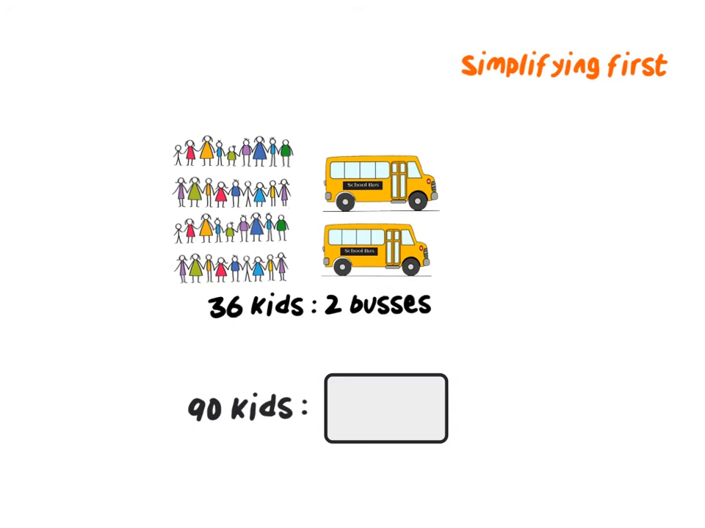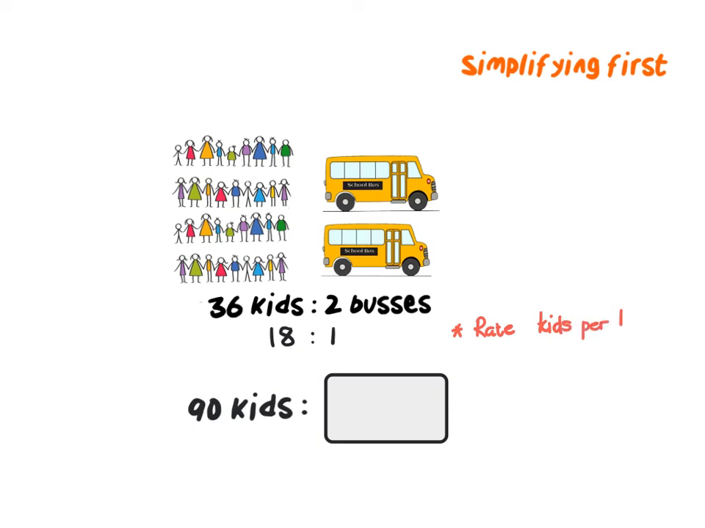Sometimes it's not that easy to go from the one number to the other number. Let's have a look at this example. Here, to go straight from 36 to 90 is not that easy. It looks like we're going to work with a fraction, so we might want to simplify first. If I have a look at 36 kids and 2 buses, I can definitely simplify that. And that would be 18 kids for 1 bus. By the way, if we work out how many people per bus, we also call this rate, because it is people or kids per bus.